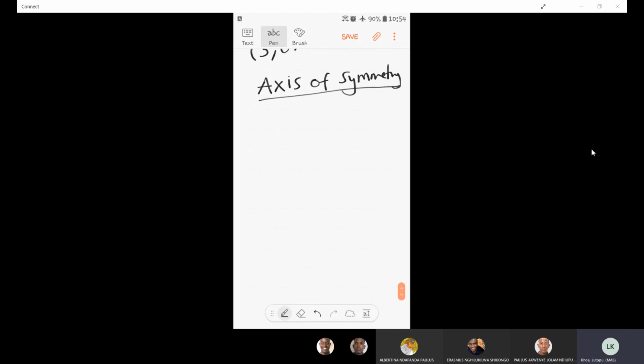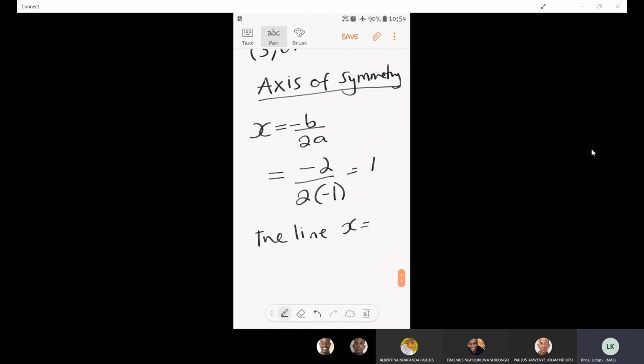So this axis of symmetry, the equation is just x is equal to minus b over 2a. So this is minus b. We already worked this out. This is minus 2 over 2 times minus 1. This is equal to 1. So the line x is equal to 1 is the axis of symmetry.